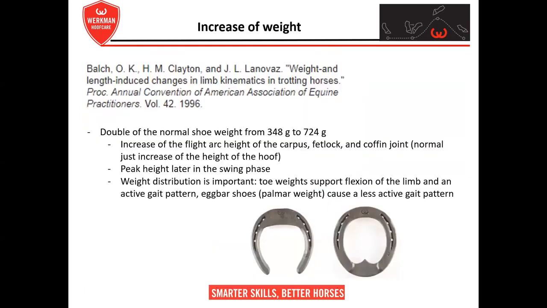was also examined by another Dutch research group. If you increase the weight more than a normal shoeing, then not just the height of the hoof, but also the height of the carpus and the fetlock increases. So the whole limb is a little bit higher in the flight arc. And this means, again, more strain and more load on the muscles. They said it's also important where you have the weight distribution. For example, toe weights like the wide toe shoe increase flexion of the limb and support an active gait pattern, while Ekbar shoes with added palmar weight cause a less active gait pattern. We couldn't prove it right now, but in their study, at least, this was a result.